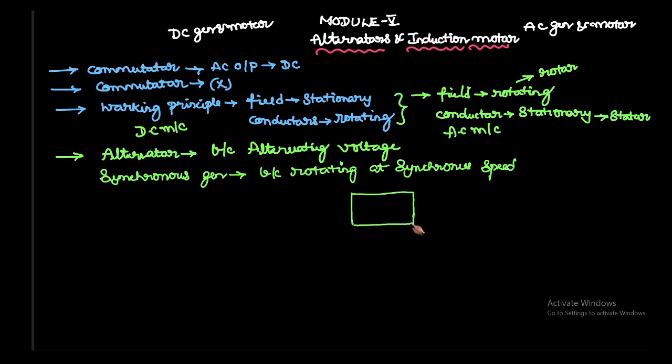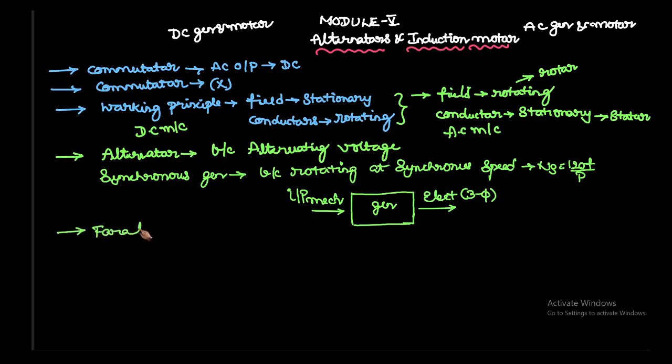If you take this as the generator, what is the input we have to give? We have to give mechanical energy as the input, and we take electrical energy as the output. This is common. The synchronous speed is given as Ns = 120 F by P. So it is called the synchronous generator, and it converts mechanical energy into electrical energy. You give the input mechanical energy by the turbines, and you get a 3-phase output. This AC generator also works on the principle of Faraday's laws of electromagnetic induction.